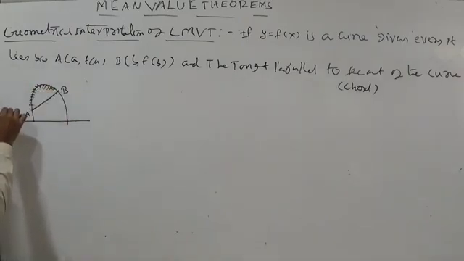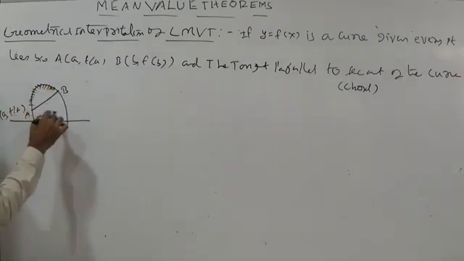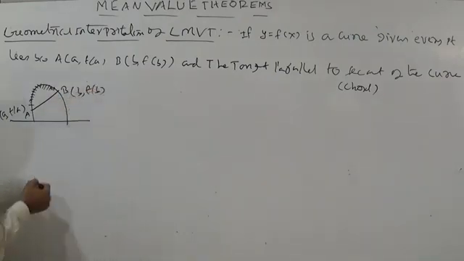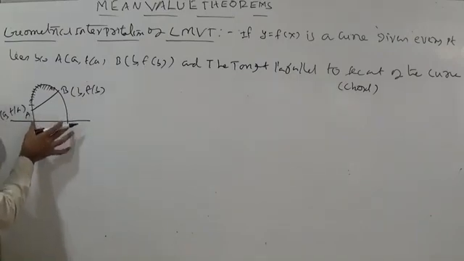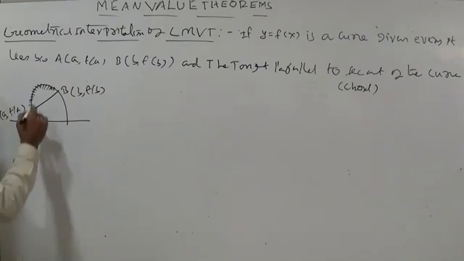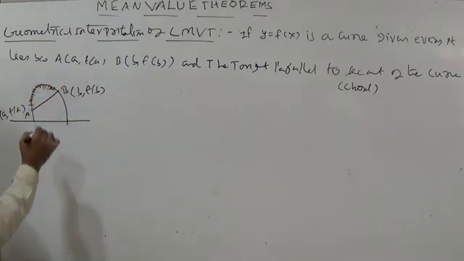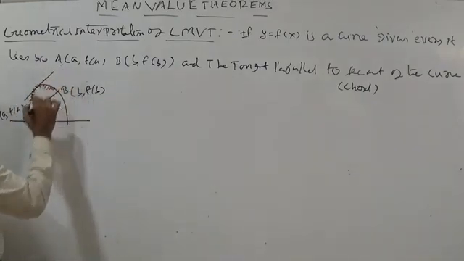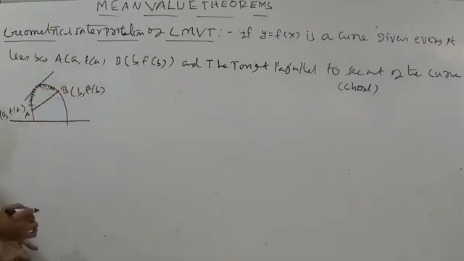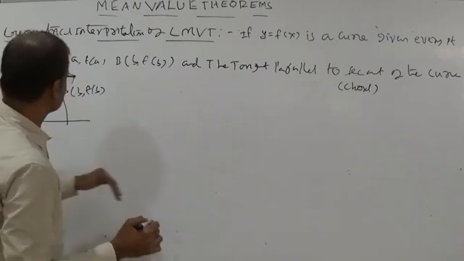A comma f of A you can write here, and B comma f of B here. Here we draw the curve like this. So many points are there between A and B. Okay. Next, draw the tangent. The tangent parallel to the secant, the chord.